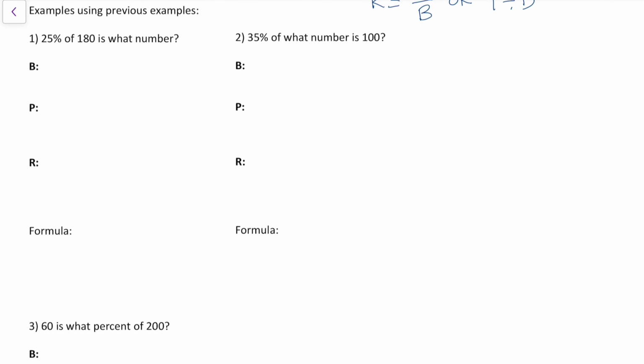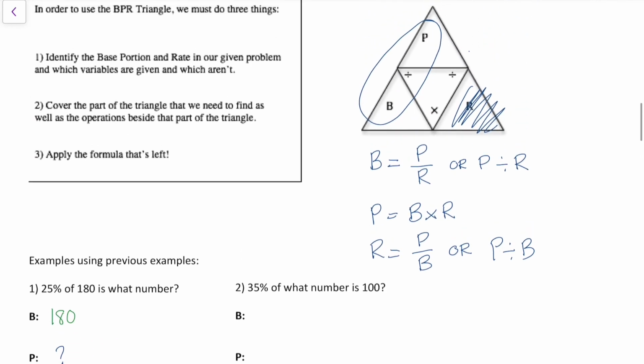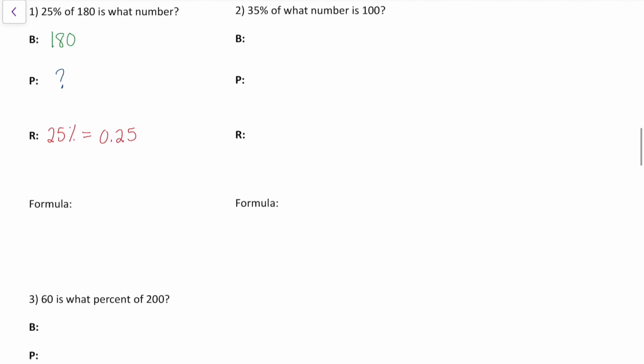So question number 1, we said that the 25% was our rate, and we wrote that as 0.25. We then said that 180 was our base, and we're looking for our portion. So according to our triangle, portion is base times rate. So that means I'm going to do 180 times 0.25, which is 45.